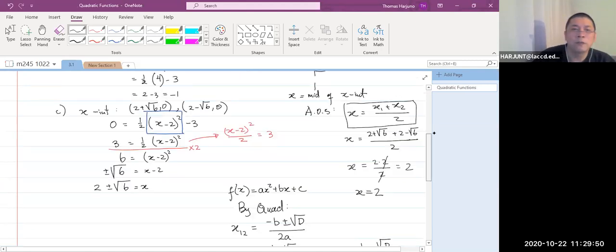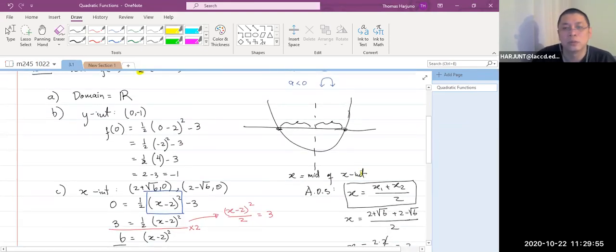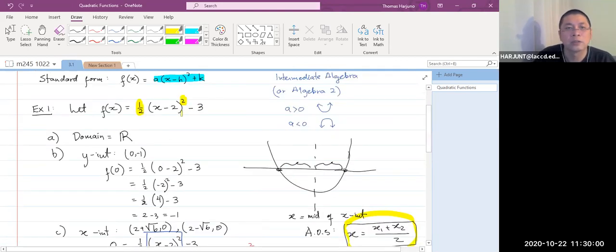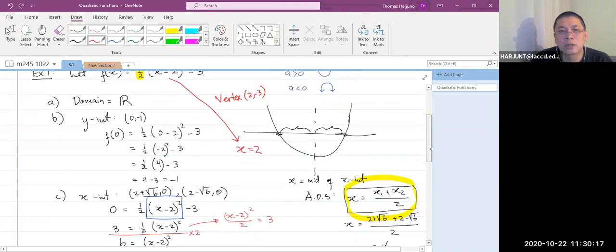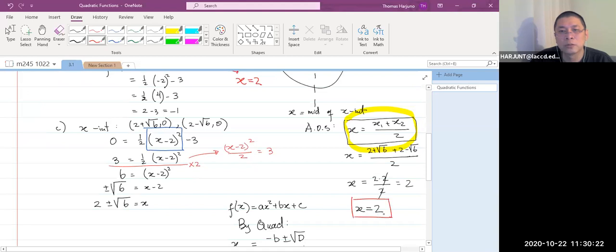But if you think about it, you don't need to find the axis of symmetry this way. Why? You already know the vertex, x equals 2. The vertex is 2 comma negative 3. So the axis of symmetry must be x equals 2, which we confirm here.